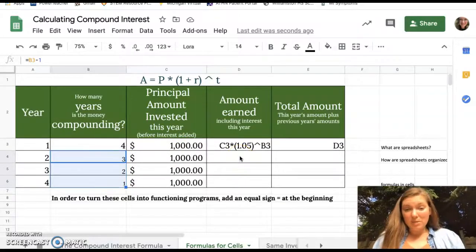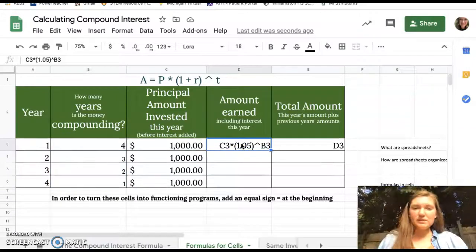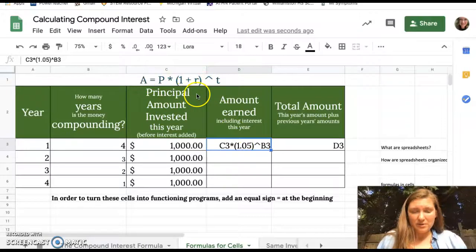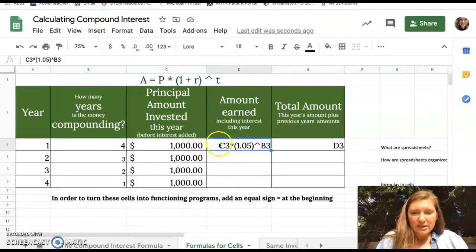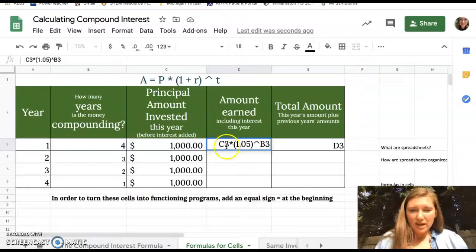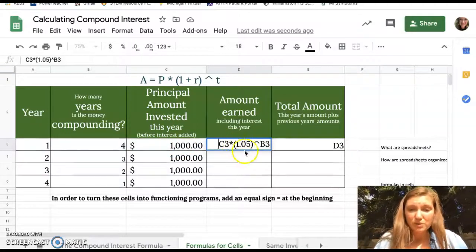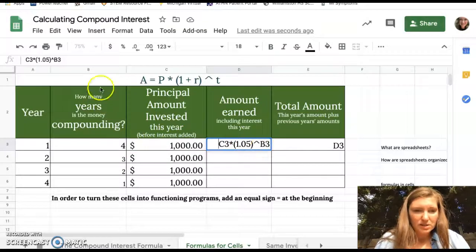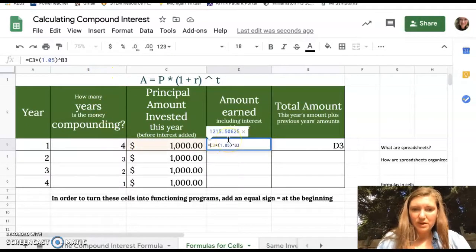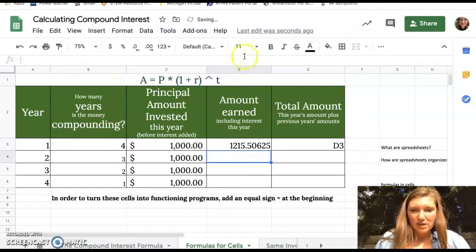So we can also do that with more complex formulas like this one. This is a version of this formula that we already did a minute ago. It's not working yet. It's showing you the formula here because I haven't put in the equal sign. But we're looking at the principal amount, which is this $1,000, which is in C3, times, remember that asterisk means times, the interest rate is 5%, so we do 1.05 to the 4th year. B3 is this one right here. So if I do equals there, that's my answer.